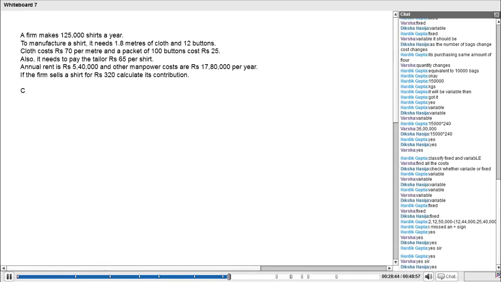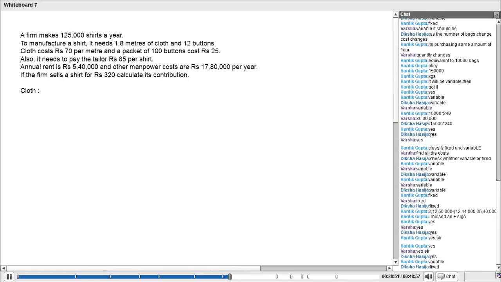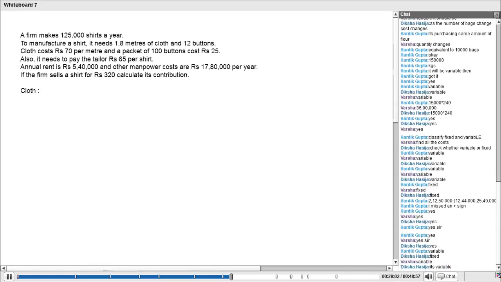So cloth. That is our first cost. Is that fixed or variable? Diksha, how is cloth fixed? So for each shirt we need 1.8 meters. So if we sell more shirts, we will need more cloth. So it is variable.